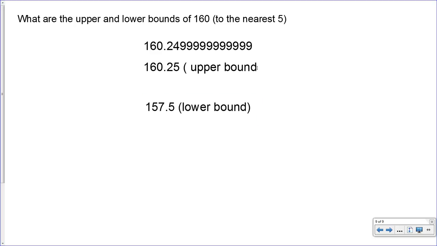So the reason being, if you imagine 160, the next 5 would be 165. So we don't want to go round to the next 5. We want to round to 160. So the highest number that would do that is 162.49 recurring. The lowest number would be 157.5. Anything lower than that would round down to 155. Anything higher than that would round up to 160, which is what we want.